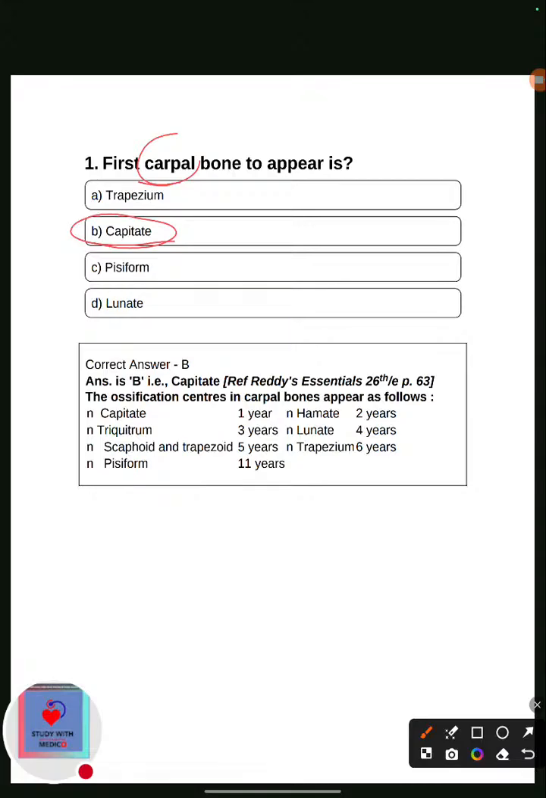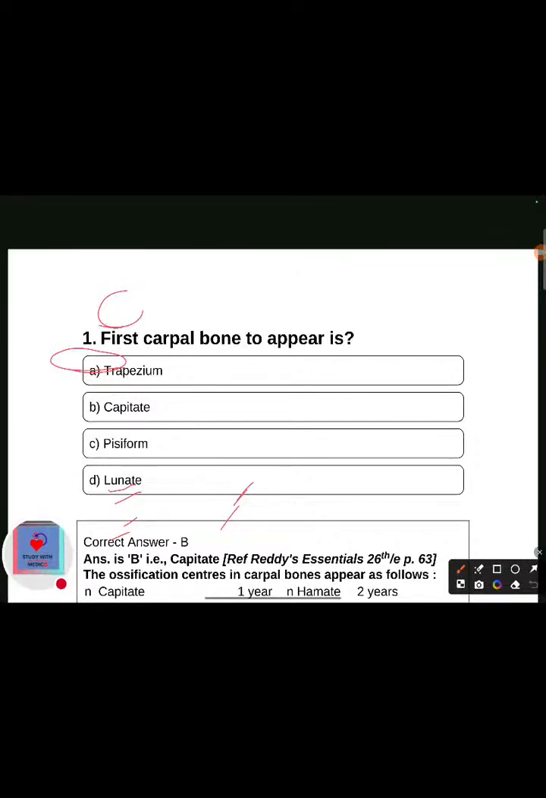The ossification centers in the carpal bones appear first in the capitate, then triquetrum, then scaphoid, then pisiform, then hamate, then lunate, then trapezium. First the capitate will come in the first year, then triquetrum, then scaphoid, then pisiform.